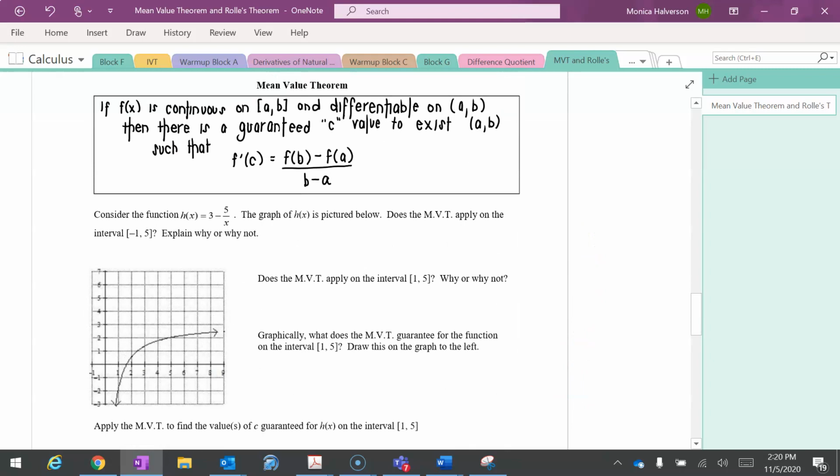Consider the function h of x is equal to 3 minus 5 over x. The graph of h of x is pictured below. Does the mean value theorem apply on the interval -1 to 5? Explain why or why not.